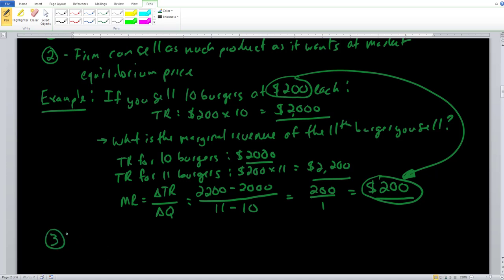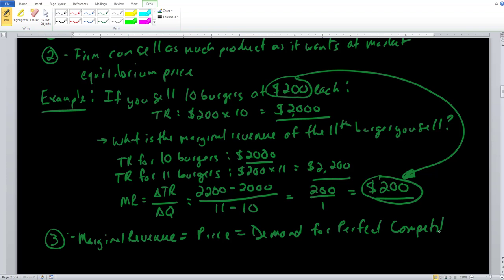So point number 3, we notice that marginal revenue equals price, which equals the demand curve for perfect competition. And this is only going to be true under this market structure. So MR equals price equals demand. Three things that are exactly equal to one another. If the firm wants to sell one more unit of a product, all we need to do to figure out the marginal revenue is take a look at that market price. Because remember, they are price takers. They have to take the prices as given.